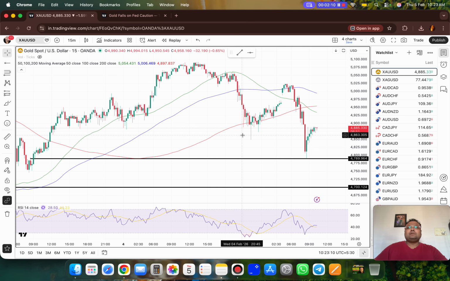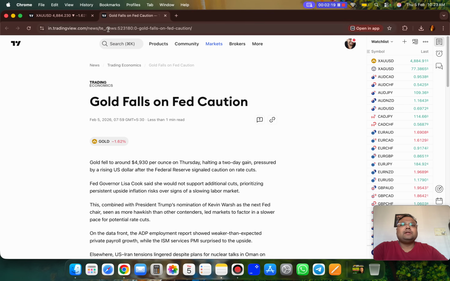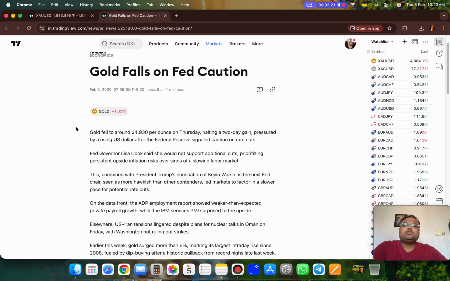At least, I would like to take a rest for a few days unless gold is back to normal. And if you're wondering why today we saw the drop on gold, then you can see: gold falls on Fed caution. Gold fell to around 4930 on Thursday, halting a two-day gain, pressured by a rising US dollar after the Federal Reserve signaled caution on rate cuts. So the Fed is indicating that there may not be some rate cuts. As a result, gold fell. This is the reason as per the article.